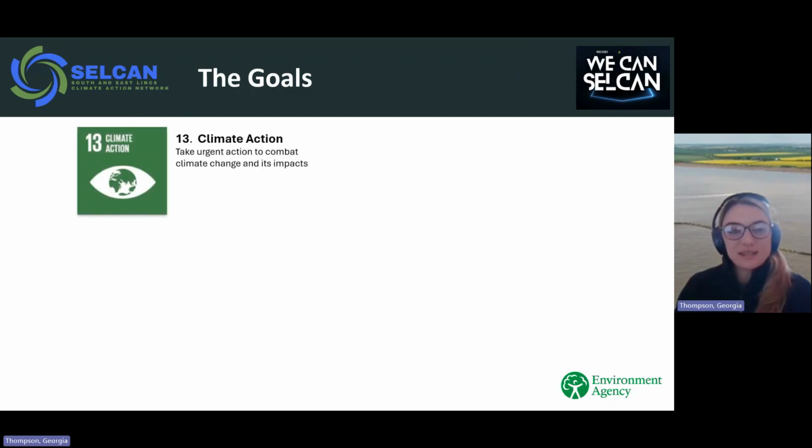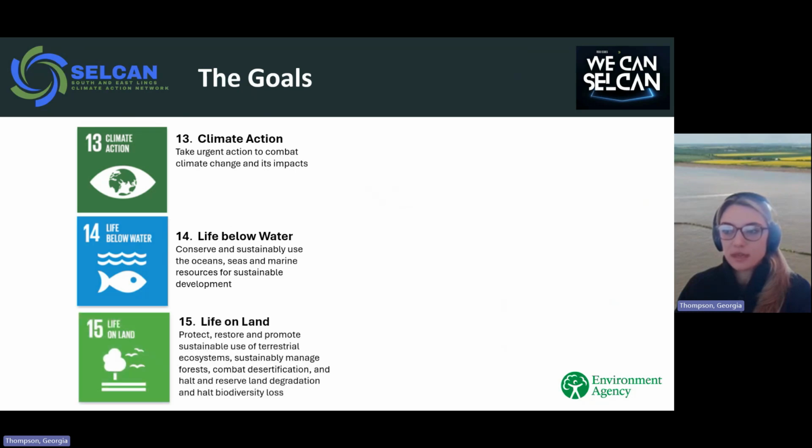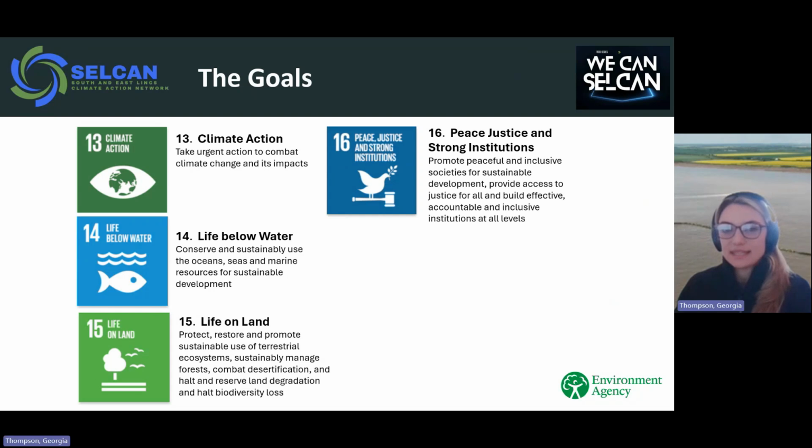So these are the last ones. 13, climate action, something SELCAN is working towards: take urgent action to combat climate change and its impact. 14, life below water: conserve and sustainably use the ocean, seas, and marine resources for sustainable development. 15, life on land: protect, restore, and promote sustainable use of terrestrial ecosystems, sustainably manage forests, combat desertification, and halt and reverse land degradation and halt biodiversity loss. 16 is peace, justice, and strong institutions: promote peaceful and inclusive societies for sustainable development.